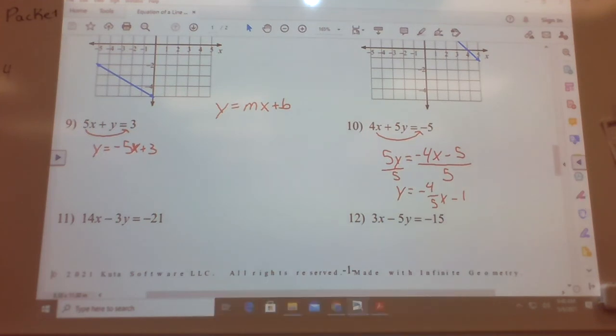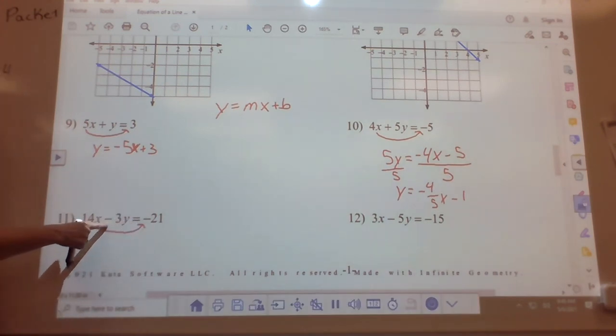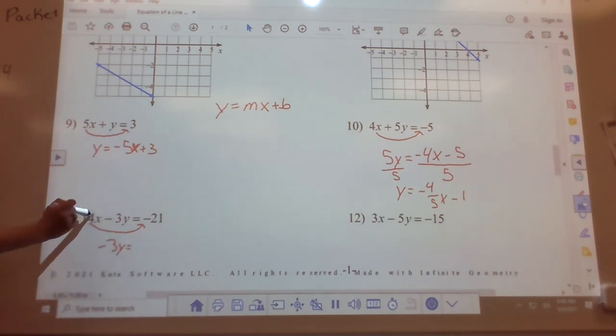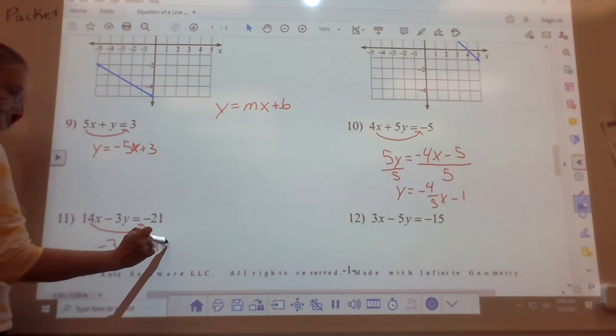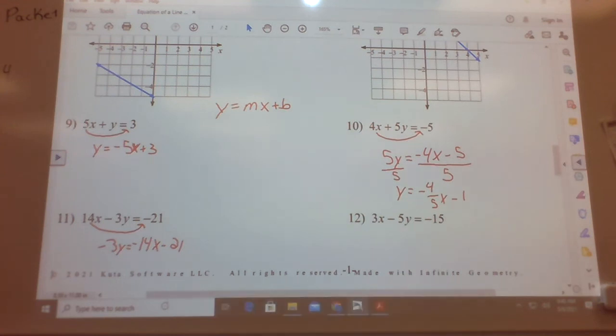So 11, same process. Move the x. Now, I had a lot of people the last 2 classes, if there was a negative in front of the y, they lost it. So don't forget that negative. So negative 3y equals, because I moved the 14x, it's going to change to negative 14x minus 21. Divide everything by the negative 3.